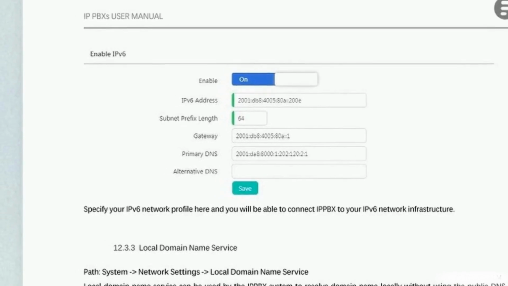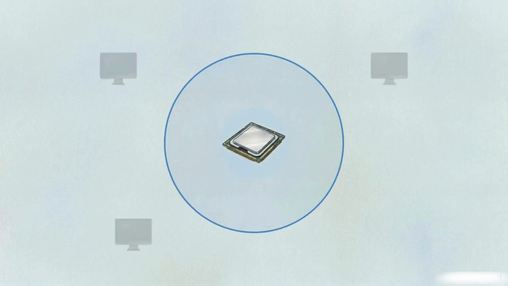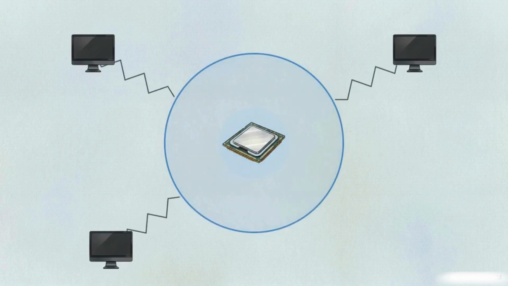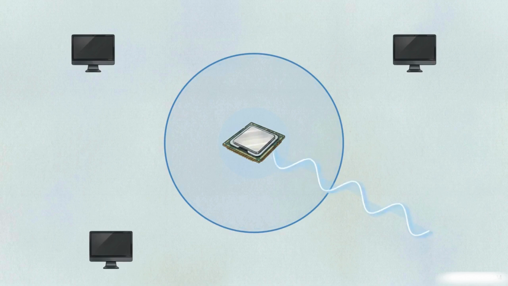The subnet prefix length, seen here as a /64, is used to mathematically define the exact boundaries for internal extensions. Proper subnetting restricts the broadcast domain. It ensures that background network noise from desktop computers doesn't reach the PBX processor, keeping its resources focused entirely on call handling.